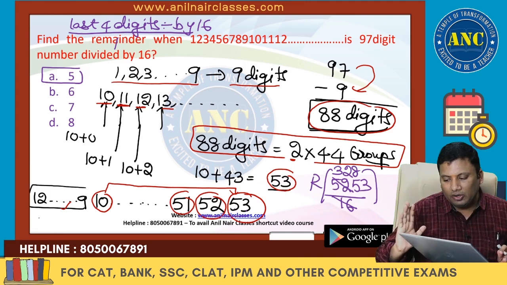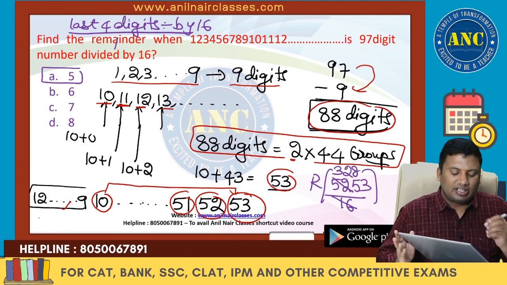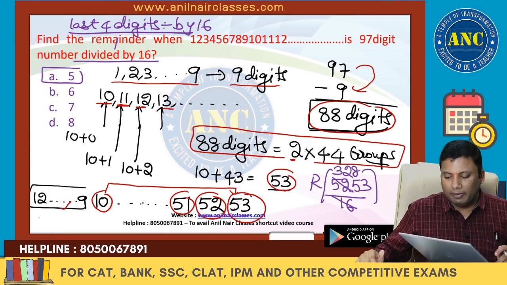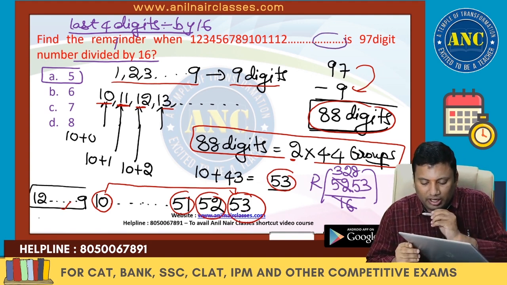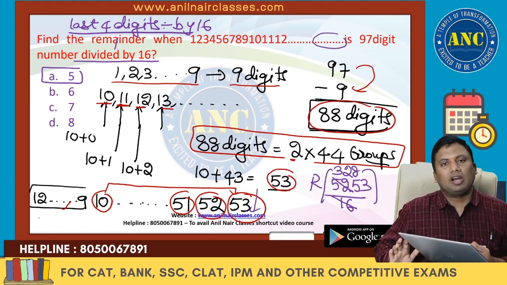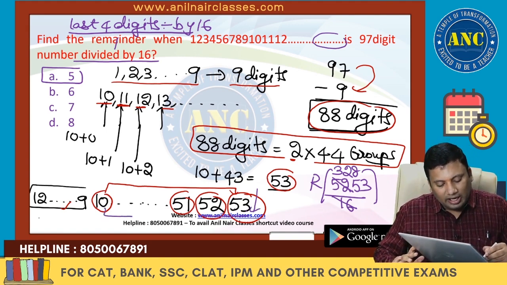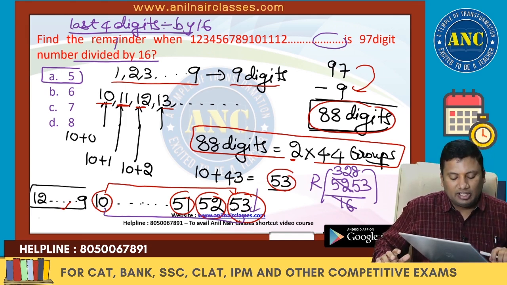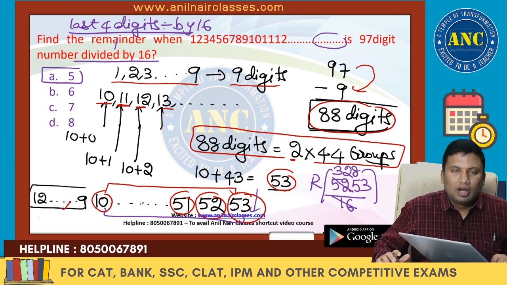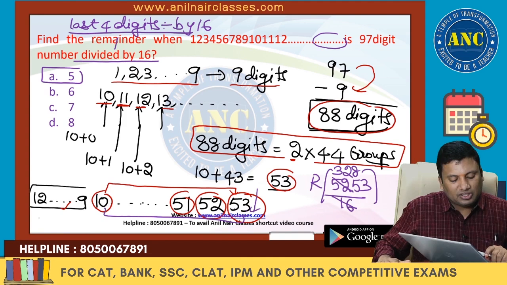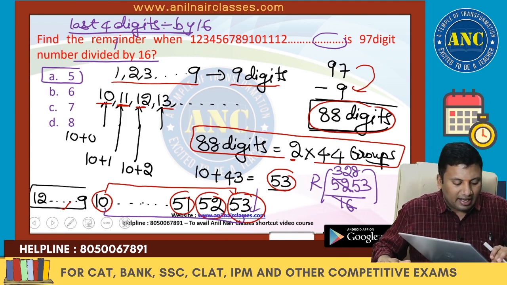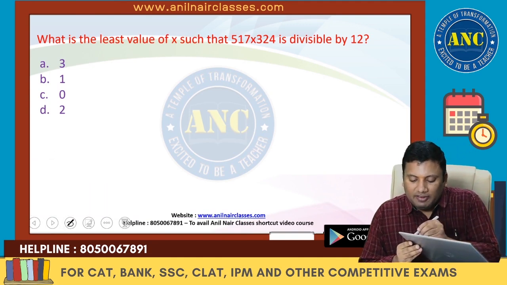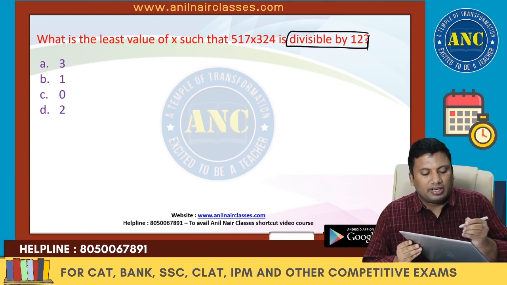How to find out the entire number and divide it by 16? Division by 16 is nothing but last 4 digits should be divisible by 16. Finding out the last 4 digits, which number it will end with, that is the logic here. So, if you see here, 10 to 53, 44 two-digit numbers are there. Every number is 2 digits. 44 into 2 is 88, 88 plus 9 is 97. Idea clear?